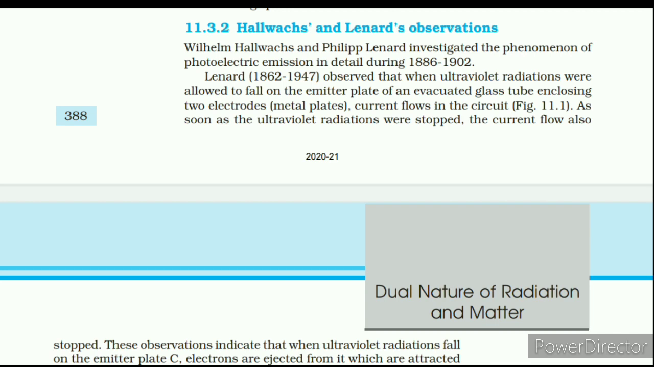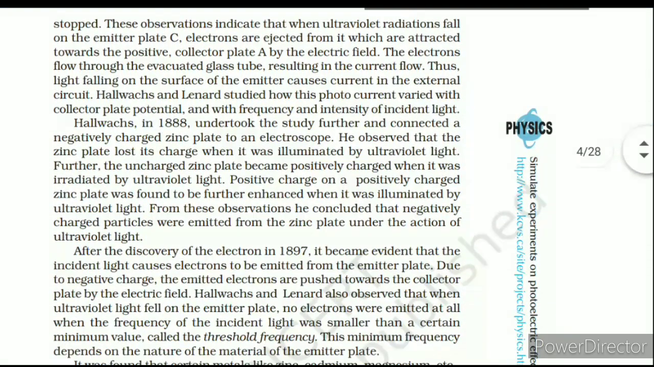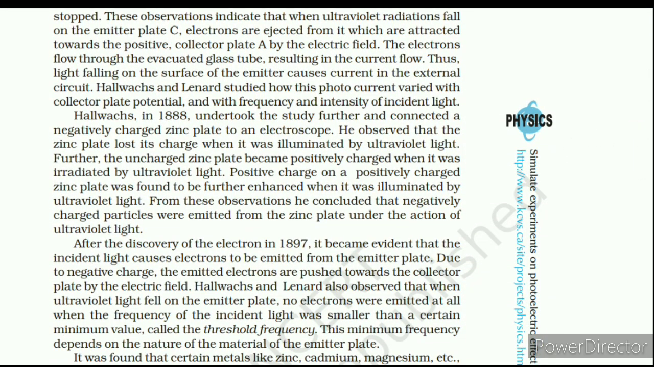Hallwachs and Lenard also observed that when ultraviolet light fell on the emitter plate, no electrons were emitted at all when the frequency of incident light was smaller than a certain minimum value called the threshold frequency. This minimum frequency depends on the nature of the material of the emitter plate. It was found that certain elements like zinc, cadmium, magnesium, etc. responded only to ultraviolet light, having short wavelength, to cause electron emission. However, some alkali metals such as lithium, sodium, potassium, cesium, and rubidium were sensitive even to visible light. All these photosensitive substances emit electrons when they are illuminated by light.